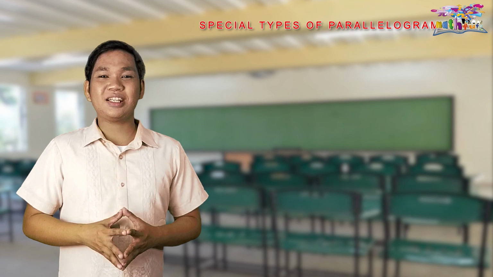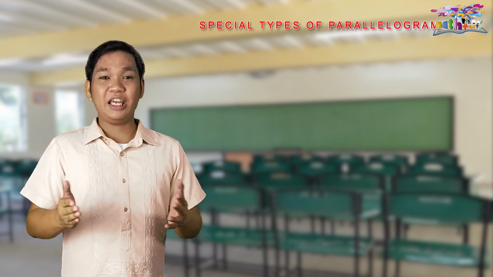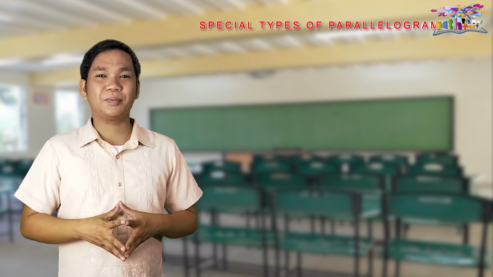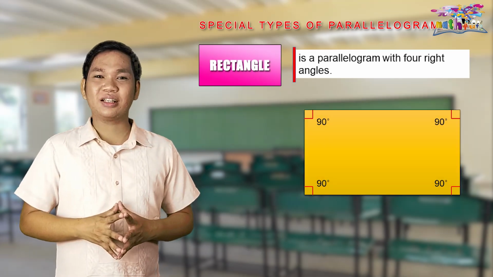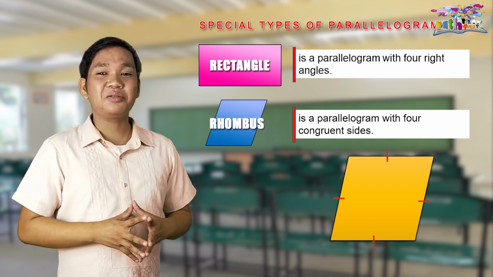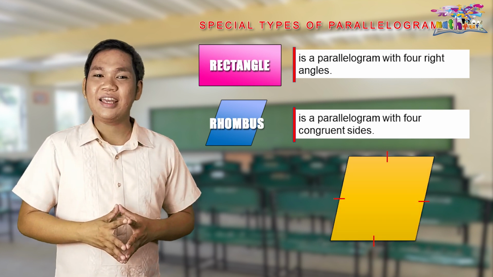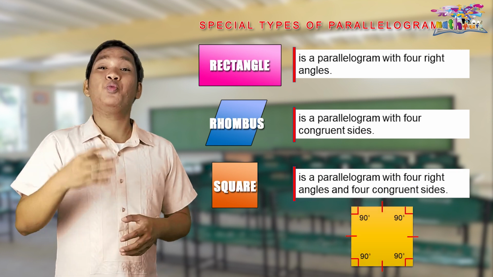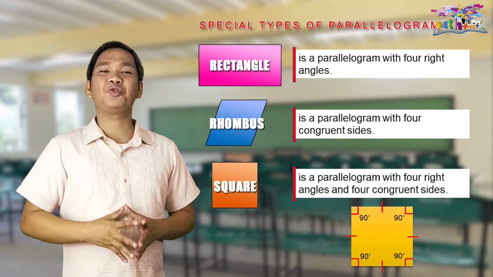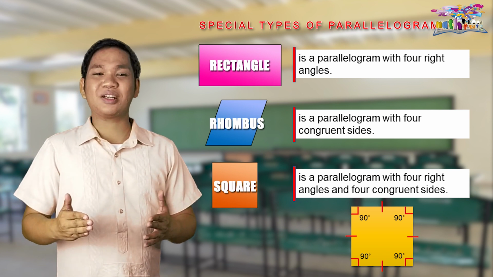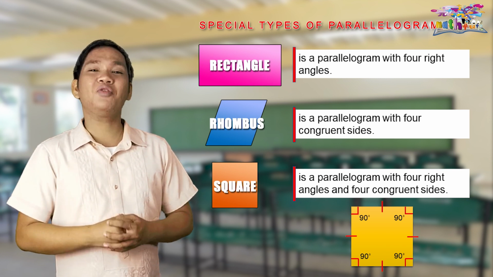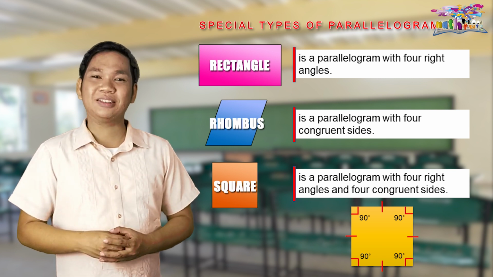The biggest differences in terms of their characteristics deal with their 4 sides and 4 angles. A rectangle is a parallelogram with 4 right angles. A rhombus is a parallelogram with 4 congruent sides. And a square is a parallelogram with 4 right angles and 4 congruent sides. Just be reminded that all of them are parallelograms, meaning all of the properties of a parallelogram are also true to them. But wait, there's more. Let's take a look at each of their properties closely.